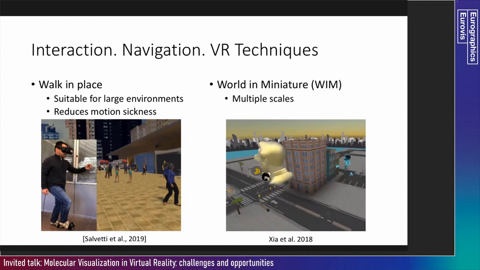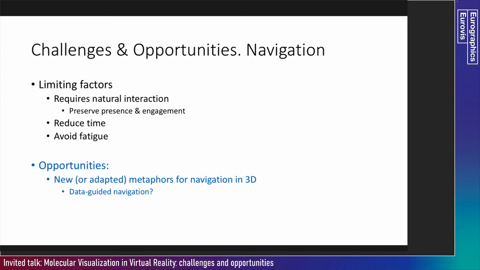So for navigation, the most limiting factor is that in order to keep presence and engagement, we need natural interaction. We also need to reduce time and we need to avoid fatigue. So the opportunities that we have here are adapting or creating new metaphors for navigation in 3D. For instance, we could try to adapt walking in place if we need to navigate into tunnels, getting some information from the data, for instance. But I don't know, there's a lot of things that I think can be improved.